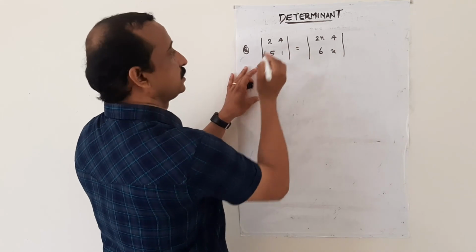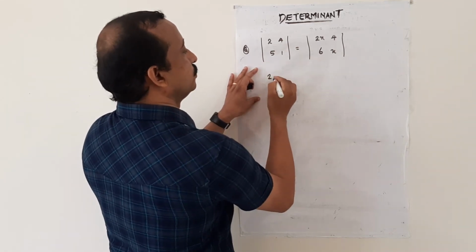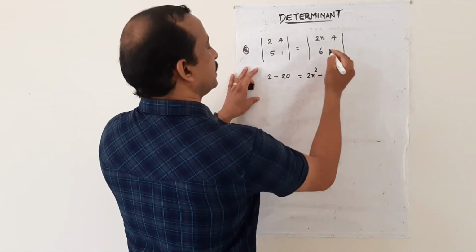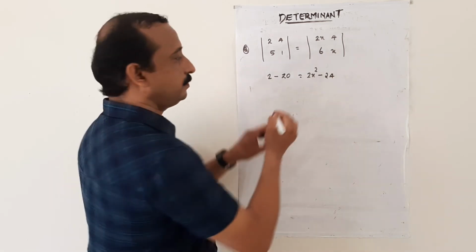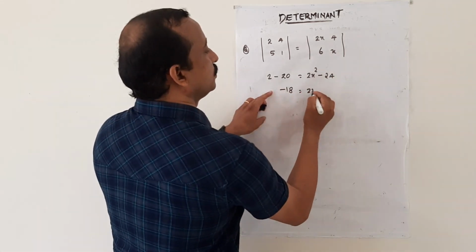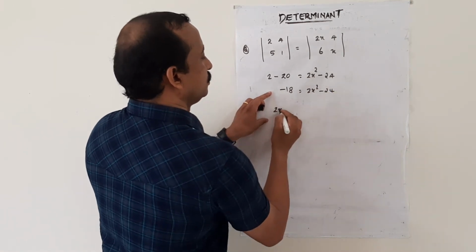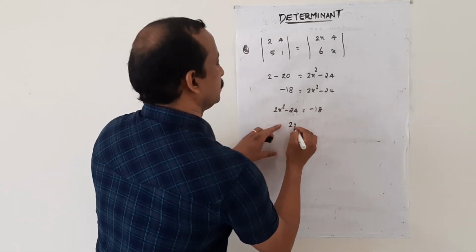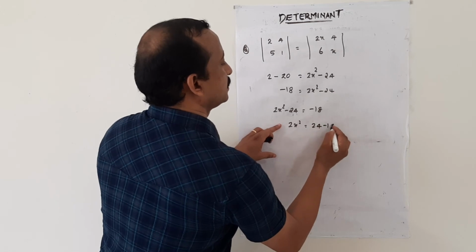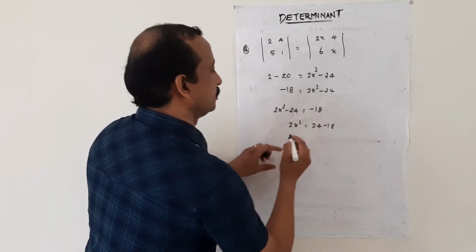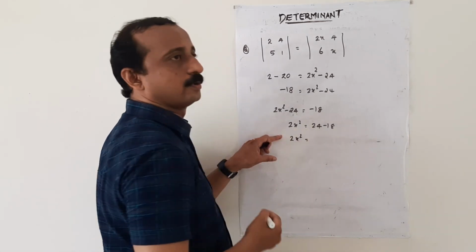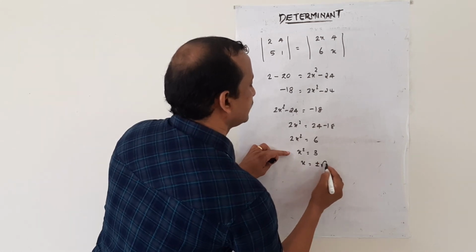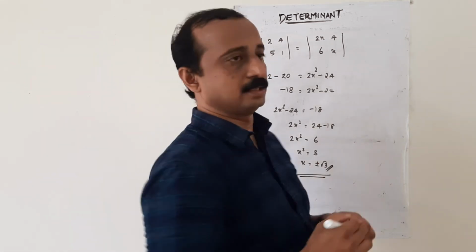First of all, we find the determinant value of this matrix, that is 2 into 1 is 2, minus 5 into 4 is 20, that is minus 18. Here 2x into x is 2x square, minus 6 into 4 is 24. That is 2x square minus 24 is equal to minus 18. Therefore 2x square is equal to 24 minus 18, that is 6. X square is equal to 3. And we get the answer x is equal to plus or minus root 3.